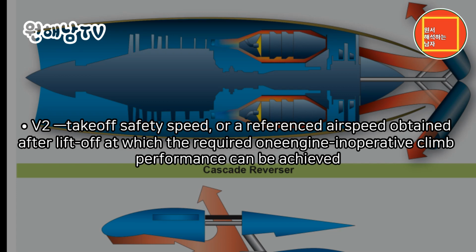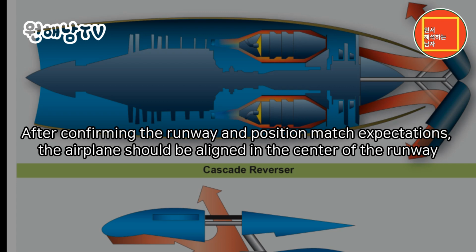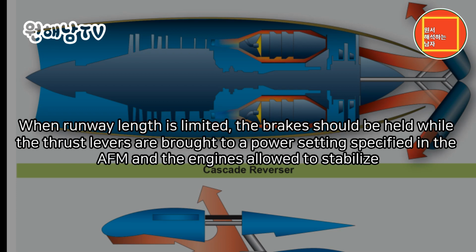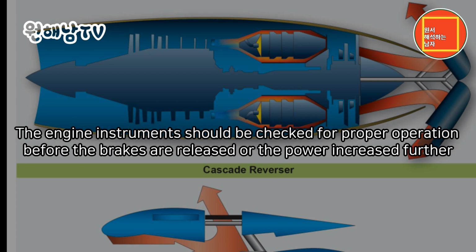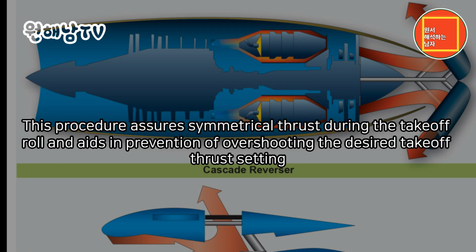Takeoff roll. After confirming the runway and position match expectations, the airplane should be aligned in the center of the runway. When runway length is limited, the brakes should be held while the thrust levers are brought to a power setting specified in the AFM and the engines allowed to stabilize. The engine instruments should be checked for proper operation before the brakes are released or the power increased further. This procedure assures symmetrical thrust during the takeoff roll and aids in prevention of overshooting the desired takeoff thrust setting.